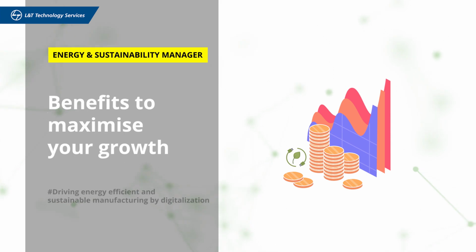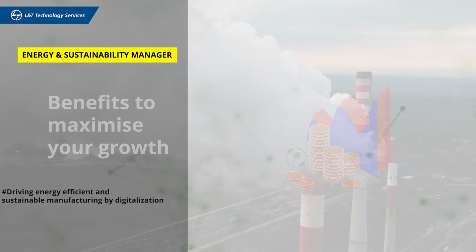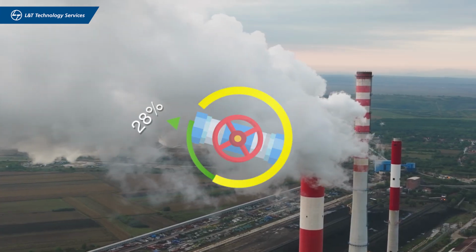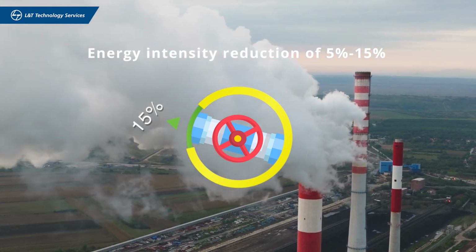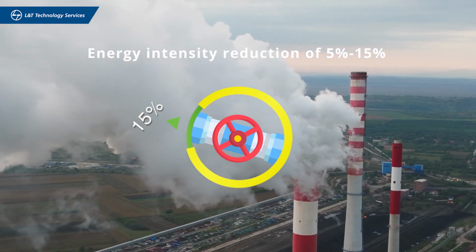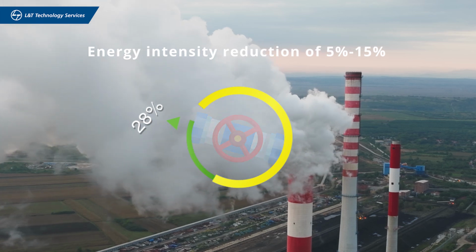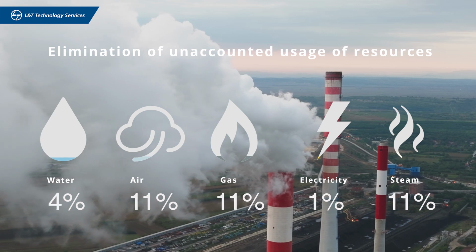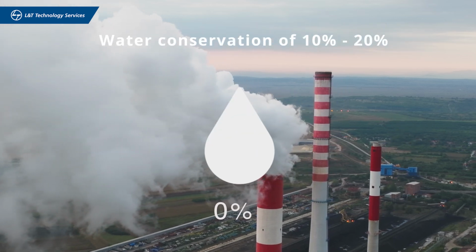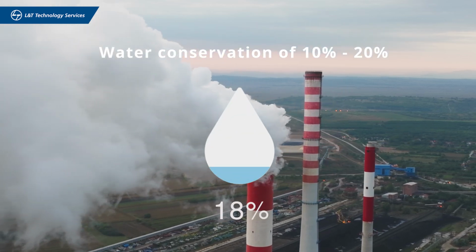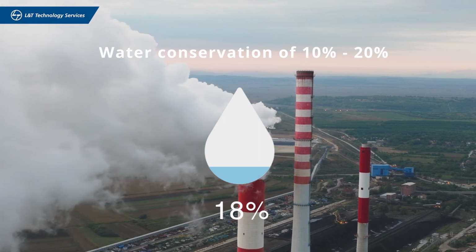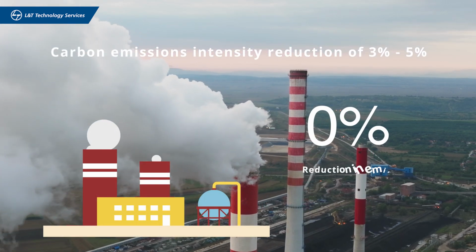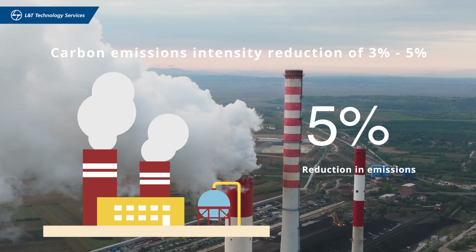ESM provides a number of benefits to its users. Users will observe cost savings because of energy intensity reduction of 5% to 15%. Elimination of unaccounted usage of resources. Water conservation of around 10% to 20%. And carbon emissions reduction of 3% to 5%.